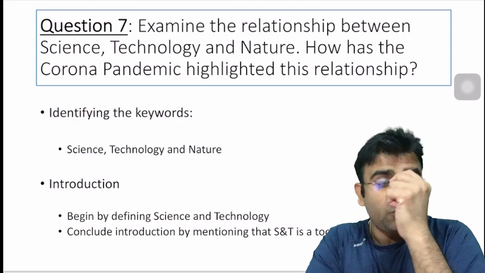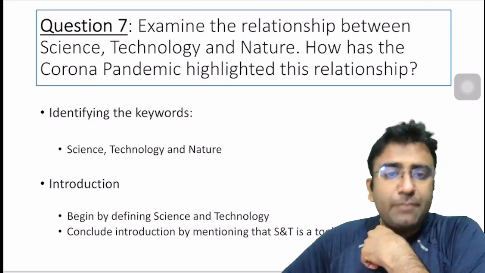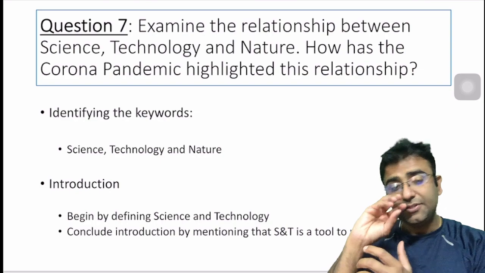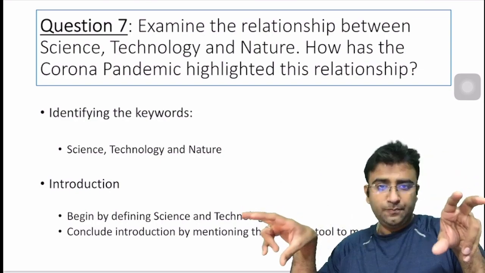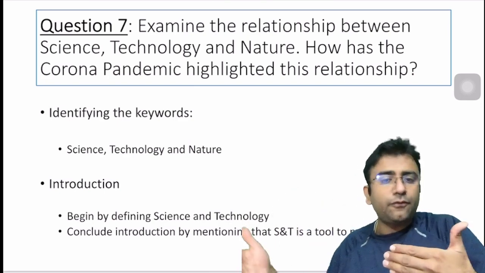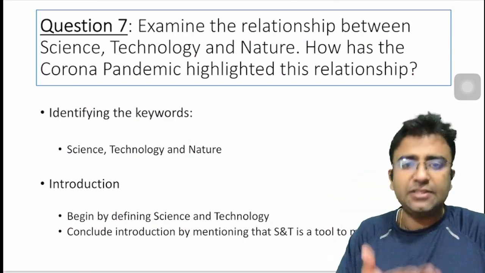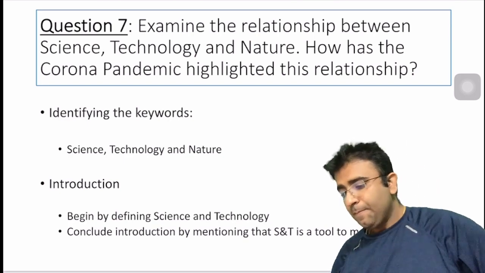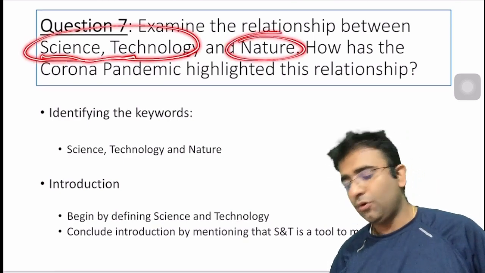Why? Because this question is asking you about a contemporary event in the form of the COVID-19 pandemic, and how this COVID-19 pandemic has resulted in a changing relationship between human and nature. Now, human has evolved over the process of time by changes in the forces of production, which is manifested in changes in science and technology. So, what are the keywords here? The keywords here are science and technology on one side and nature on the other side.